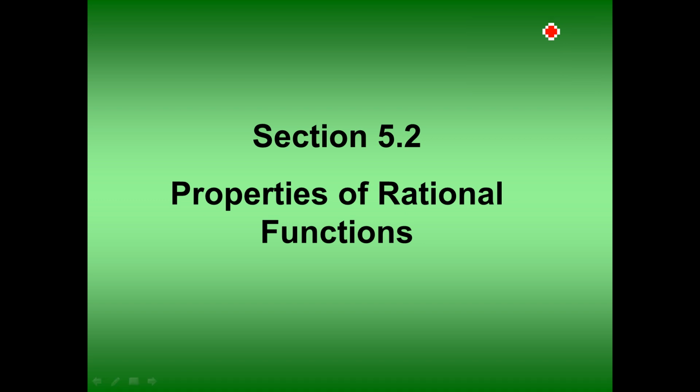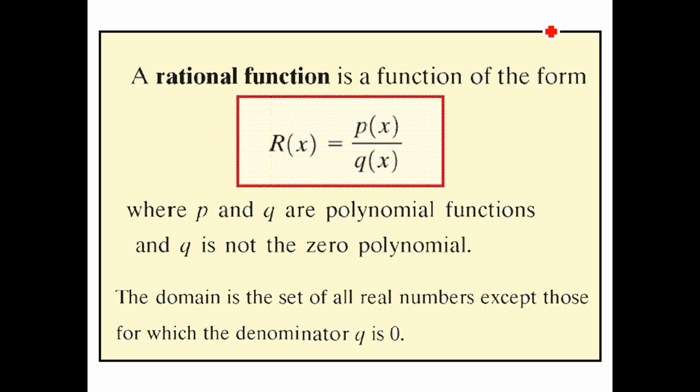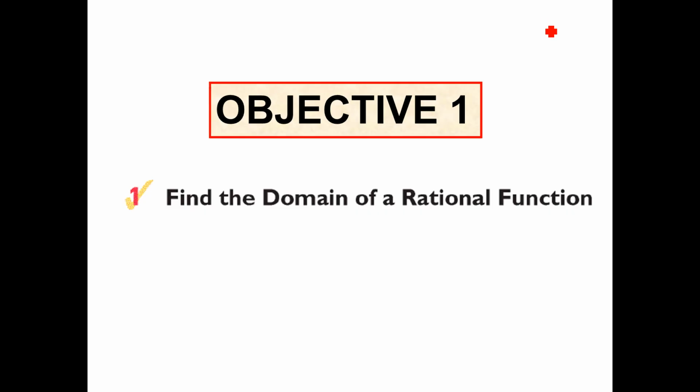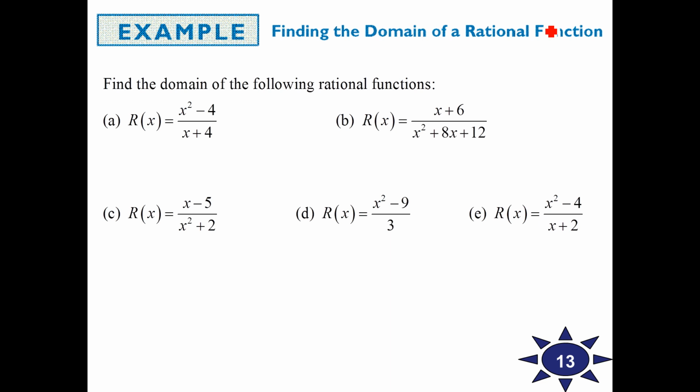Let's get started with 5.2, properties of rational functions. All right, what is a rational function? A rational function is a polynomial divided by a polynomial. So let's find the domain of a rational function. So we have polynomials in the numerator and in the denominator.